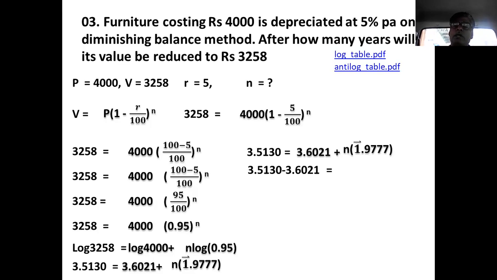In the next step, you take that to the left hand side, 3.6021. 3.6021 is the larger number, but you have to take it to the left hand side. Remember this. 3.5130 minus 3.6021, you have to deduct, is equal to n in the bracket bar 1.9777. Then how to deduct it?